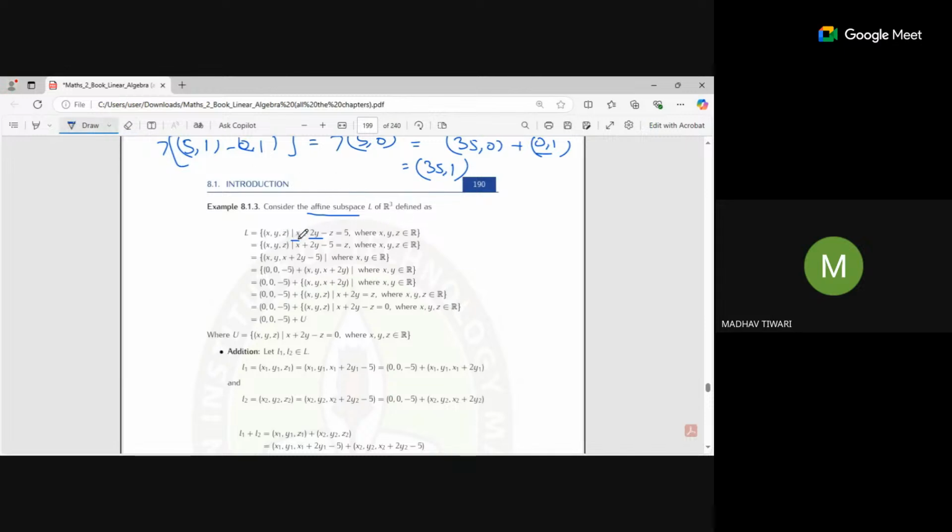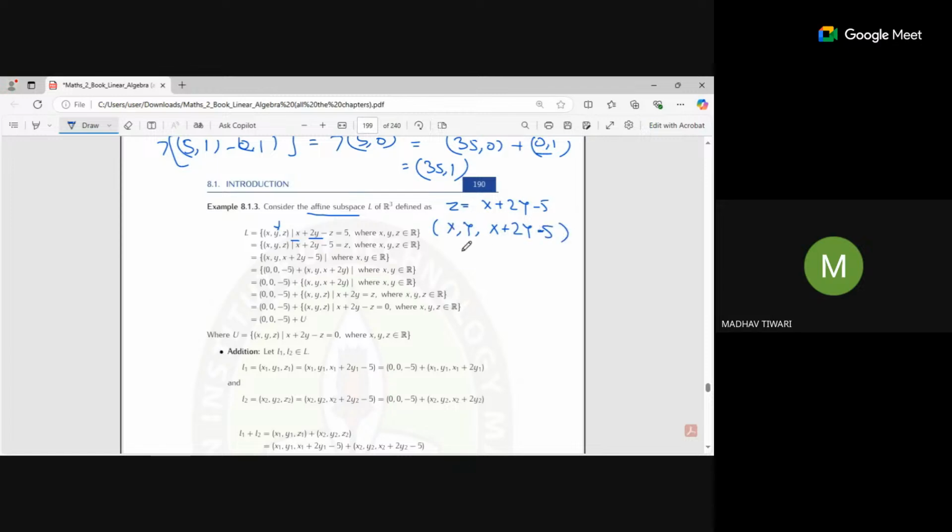So here, what was this? I want to find out that it should pass through the origin. So I will write down most of the variables' values. I can define any two variables in terms of one. Suppose I define z as nothing but x plus 2y minus 5. Okay, this is my z. So I can put this z value here. So I got all my vectors in this form: x comma y comma x plus 2y minus 5.